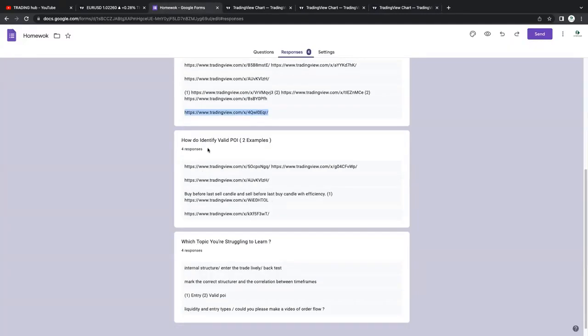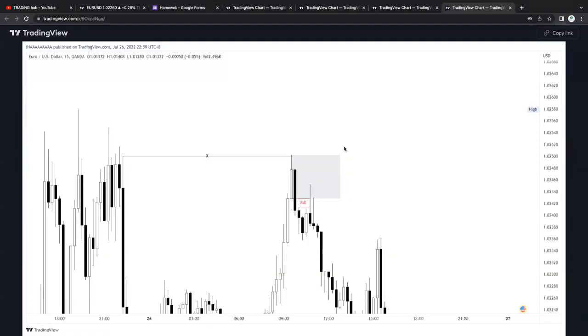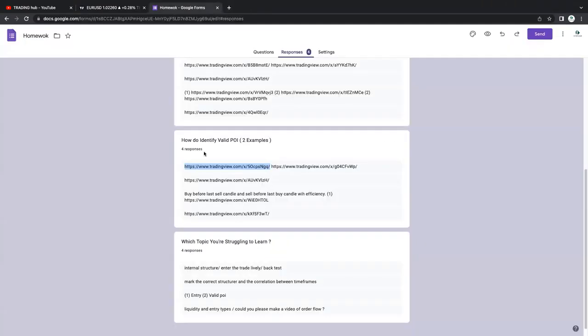Now let's see one more example, how to identify a valid POI. Let's check the first one. What is this? It swept the high. This is already on the 15 minute. In this case it swept the previous high, but imbalance, correct? You can use one more clear example for a valid POI, because I can't see on the downside what the structure is and what happened, so I can't say anything here. Let me check the second one.